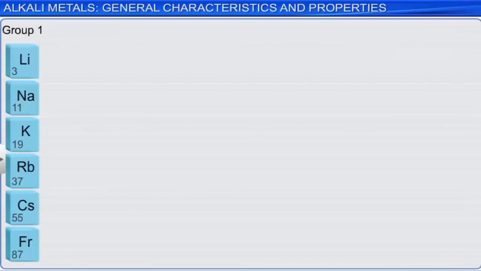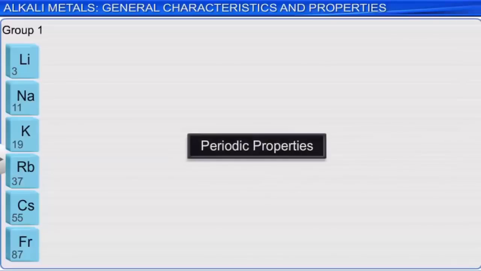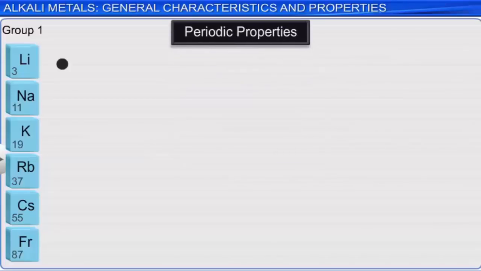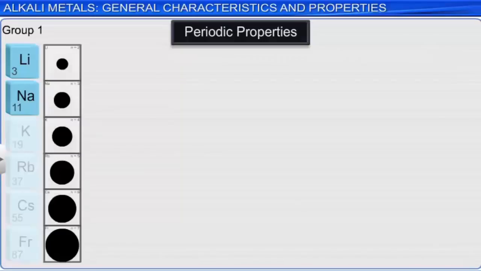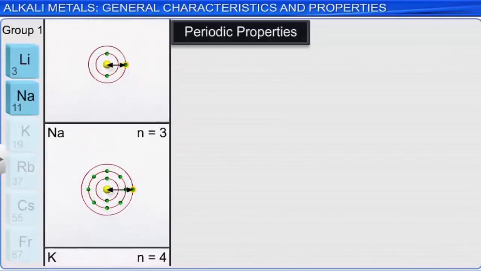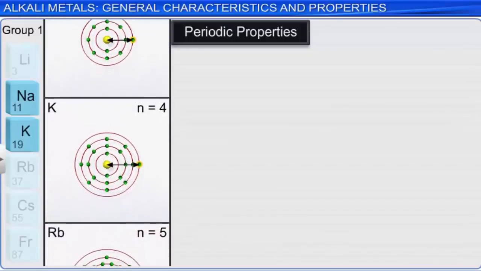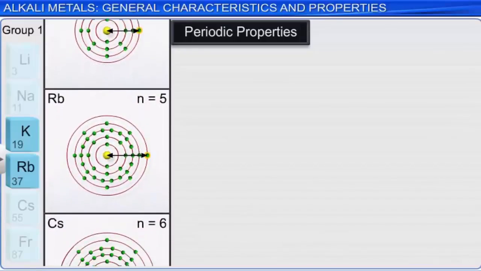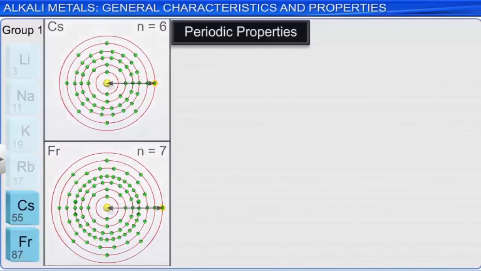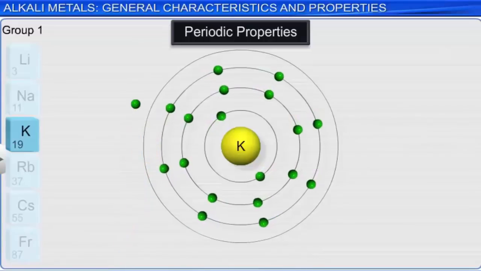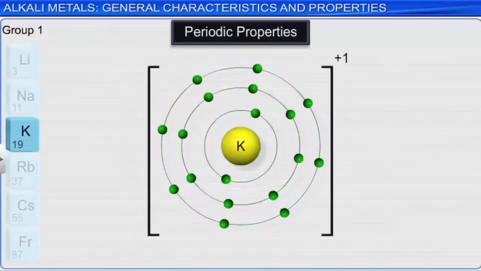Let's go on and review some periodic properties as they relate to alkali metals. As you consider the group 1 elements from top to bottom, atomic radius increases. This can be explained because as you move down the group, there is an increase in the number of shells and therefore the atomic radii increase. The cations that form are in all cases smaller than the parent atom.